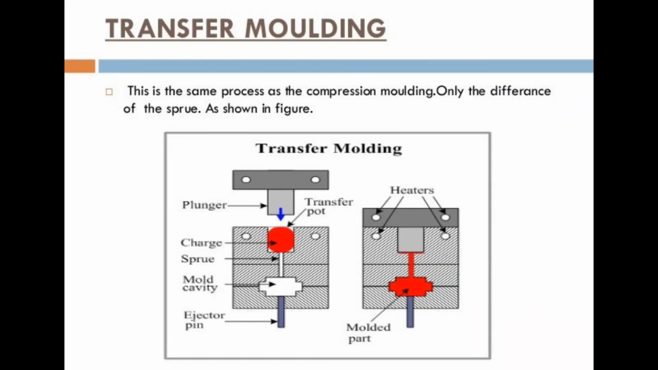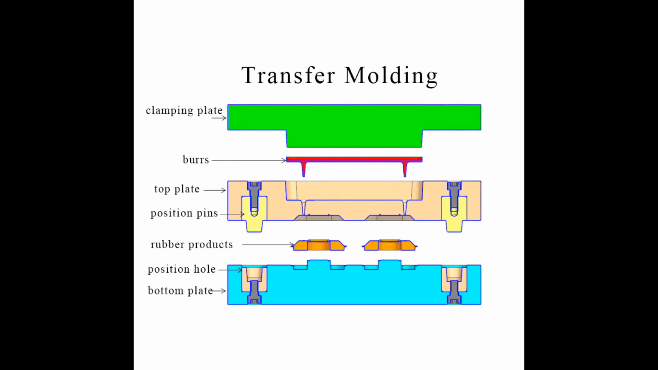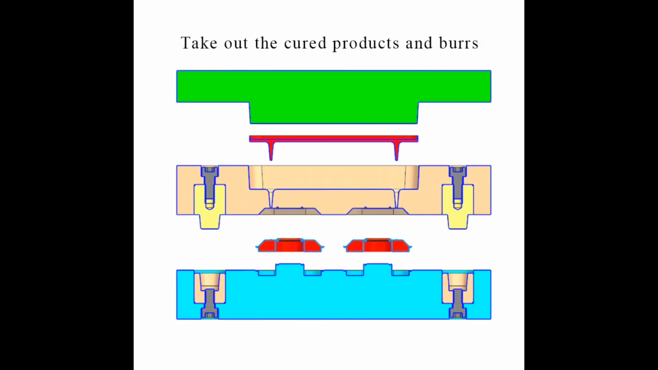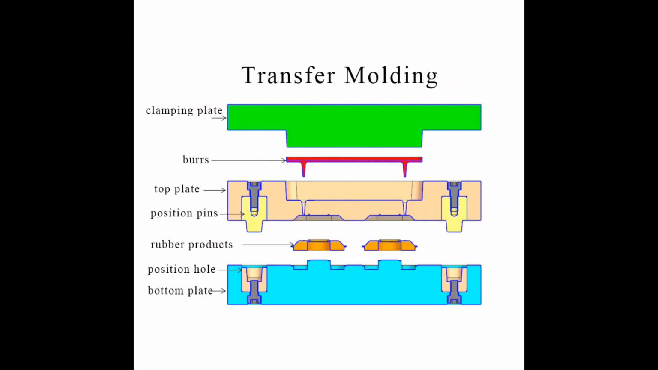Transfer molding. This is similar to compression molding. It involves heating the resin to a point of plasticity before transferring it into the mold cavity. It is used for molding intricate products such as those with metal inserts or with small deep holes.